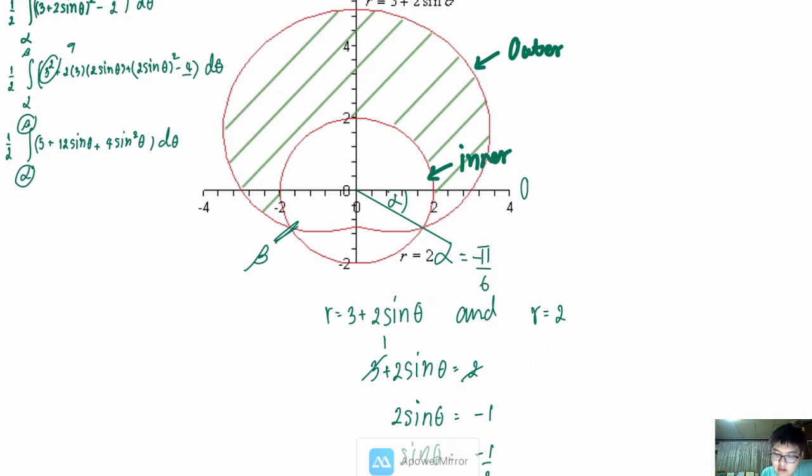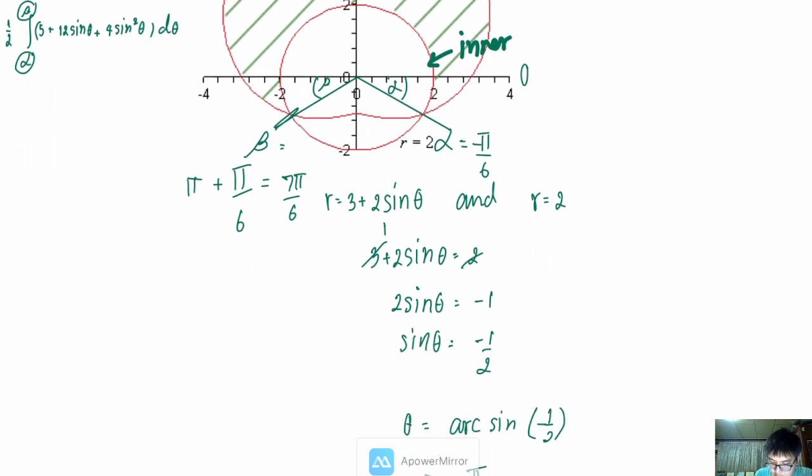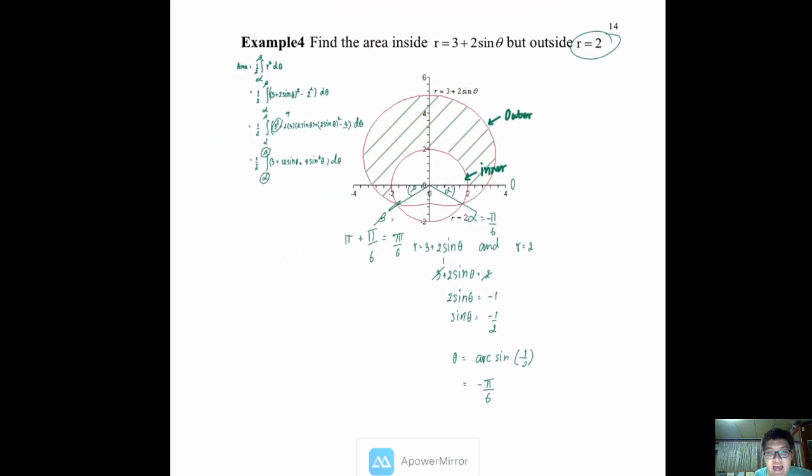And then you look at this, due to the symmetry, this one and this one are the same angle. That means this one is beta. Beta equals, you look at this, this is pi, this is pi, and pi plus the same theta, pi plus pi over 6, that's equal to 7 pi over 6. This is our alpha and beta. Okay, we have already completed finding the angles here.